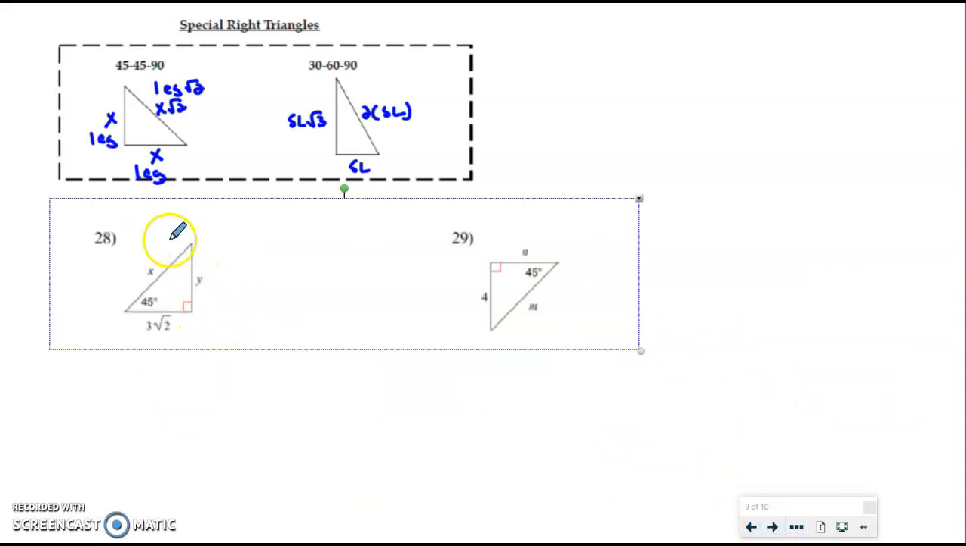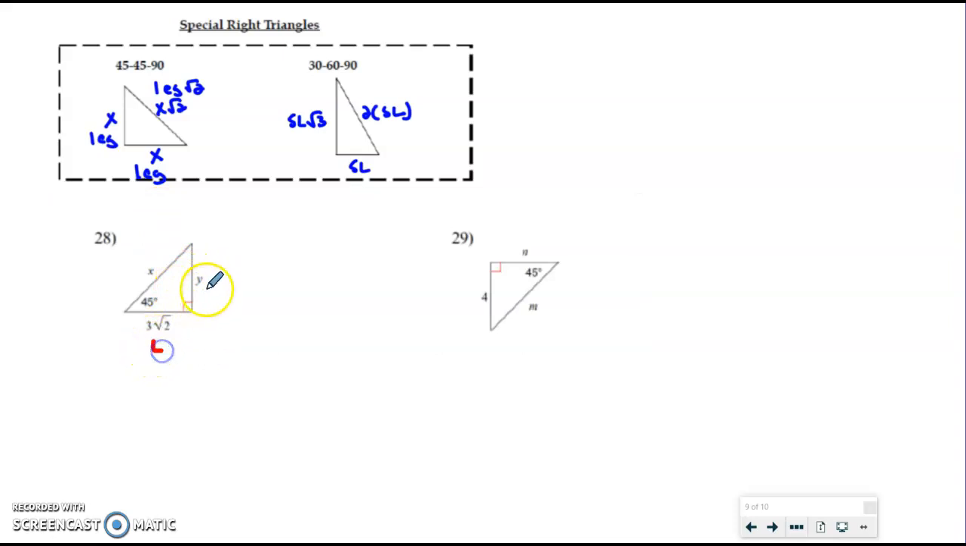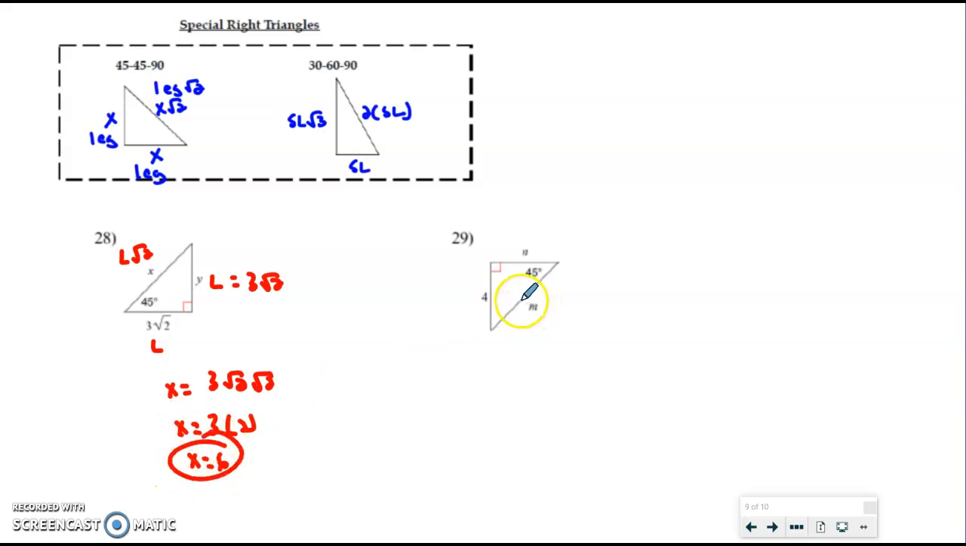Alright, so let's look at some 45-45-90 triangles, okay? I know that both of these are my legs, and this is my leg times the square root of 2. So I do know that y is going to be 3 radical 2. My hypotenuse, well, I'm going to take 3 square root of 2, multiply it by the square root of 2. So I get 3 times 2. So x is 6.